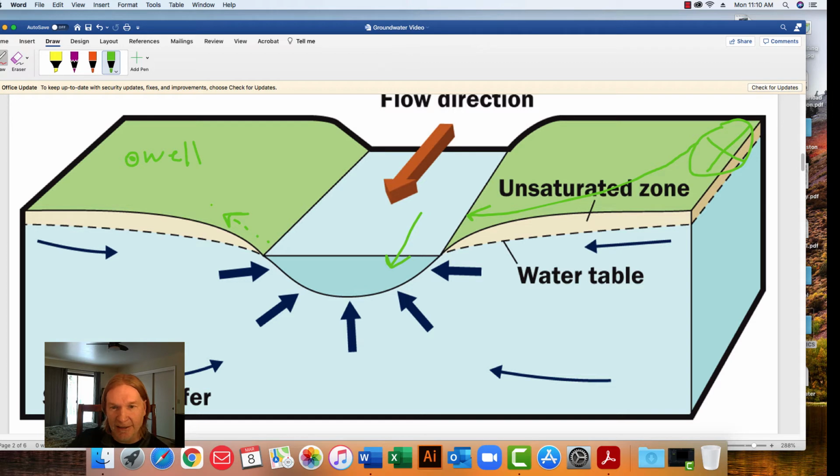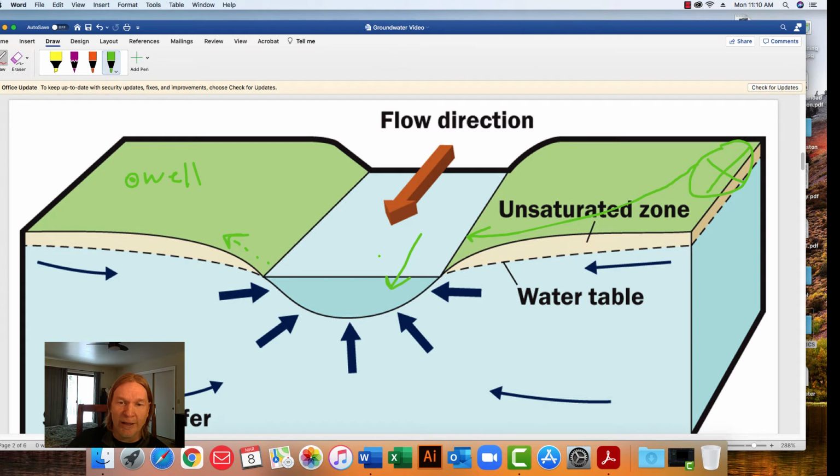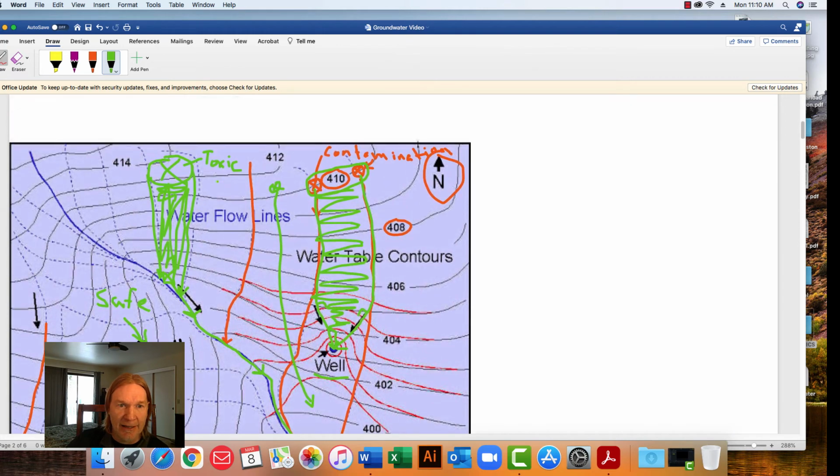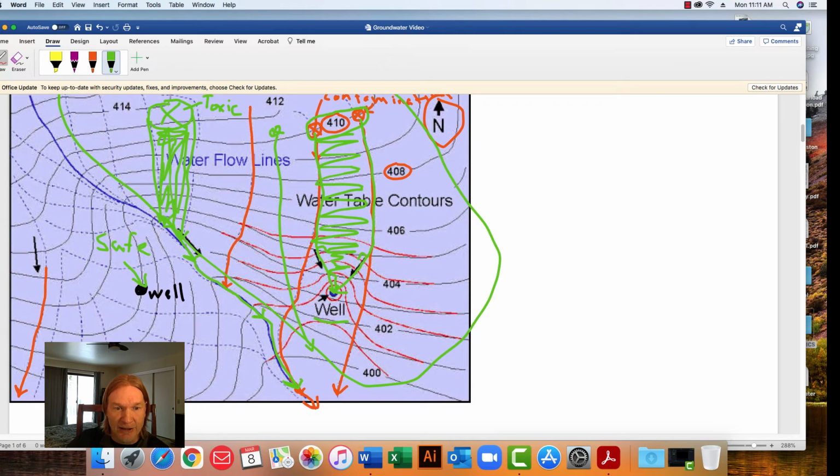Is that making sense? So a flowing stream like this, or a gaining stream, is going to provide a natural barrier for groundwater contamination. Nothing on this side can get over here and contaminate anything on this side. Okay, so any contaminants that are on this side of the map area are going to stay on this side of the map area and just go into the stream and flow down the stream. And this side will be in good shape.